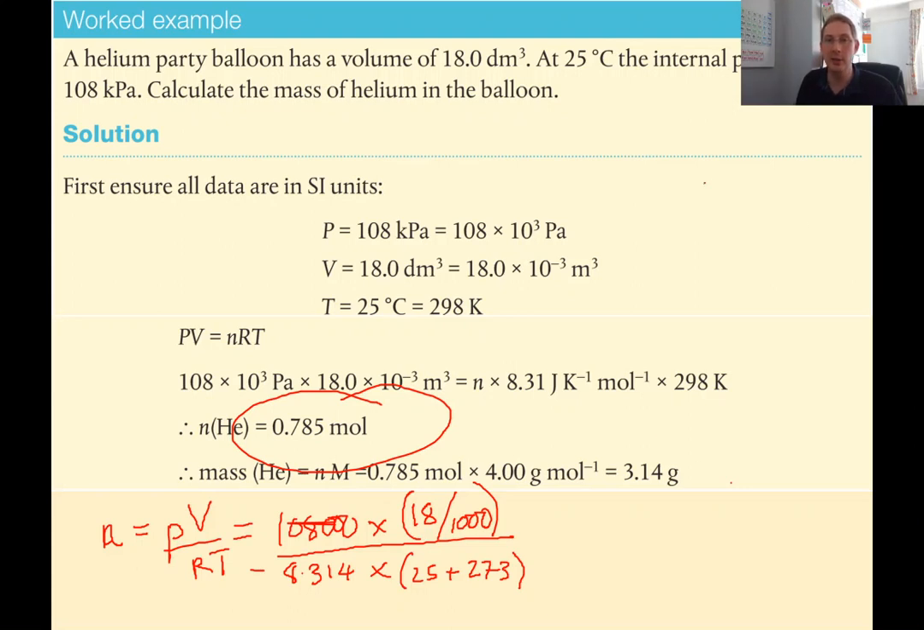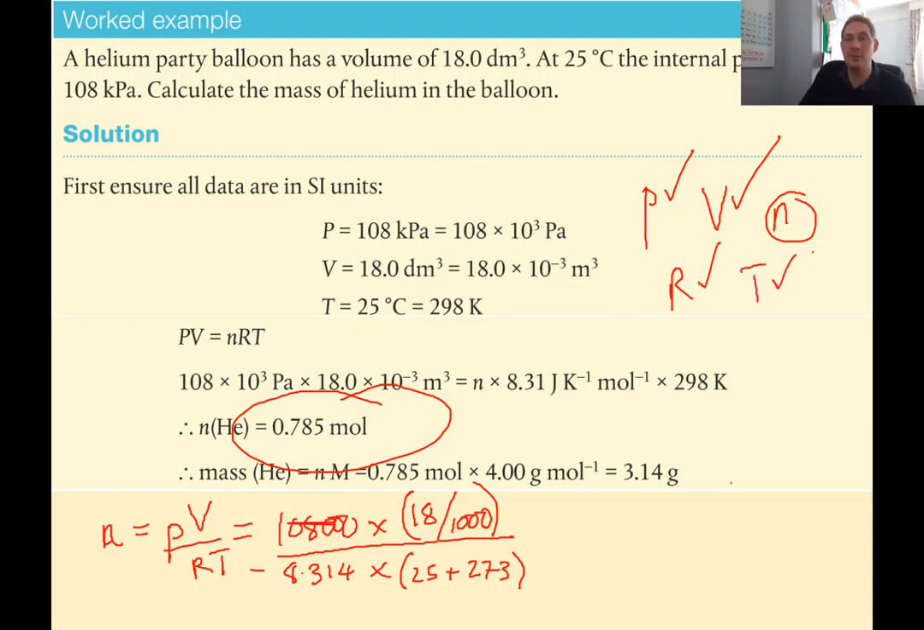Just go through and tick off: what do I have? Am I given the pressure? Yes. Am I given the volume? Yes. Am I given n? No. Am I given R? Yes. Am I given the temperature? Yes. So I must be finding n. Even if you weren't quite sure what to do, you find n. And then, of course, you realise that the number of moles is the mass over the molar mass. So number of moles is mass over Mr.